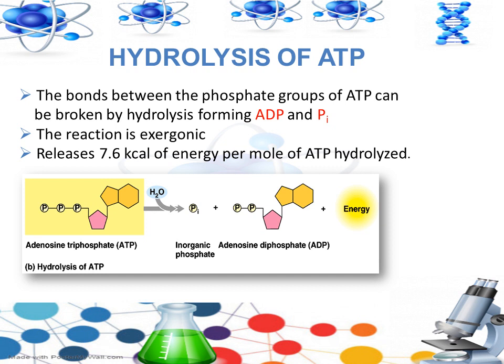It will become adenosine diphosphate, and this is an exergonic reaction. And when we talk about an exergonic reaction, it means that energy will be released. So in this process, 7.6 kilocalories of energy per mole of ATP is released when ATP is hydrolyzed.